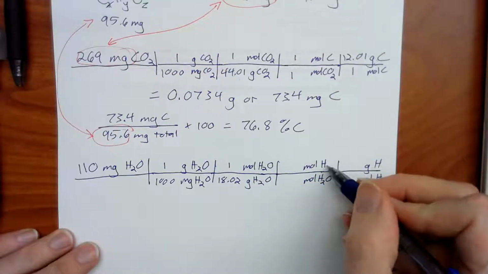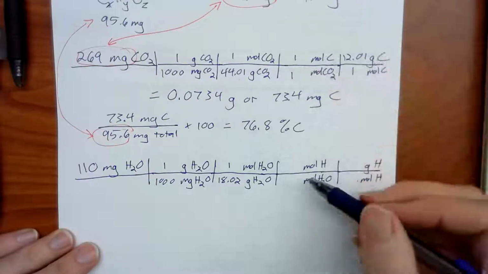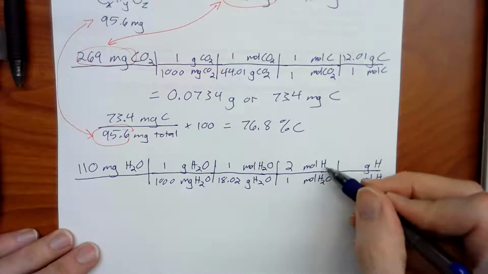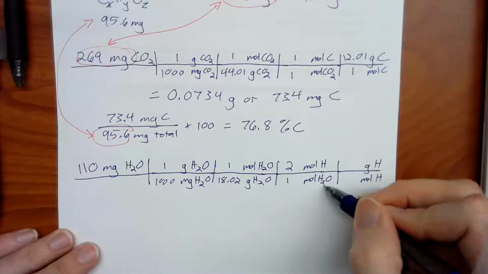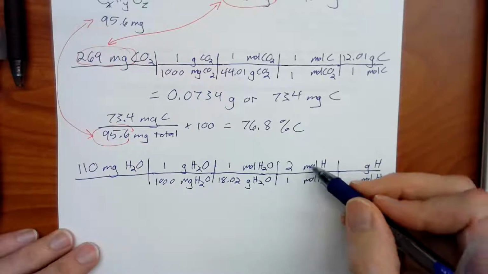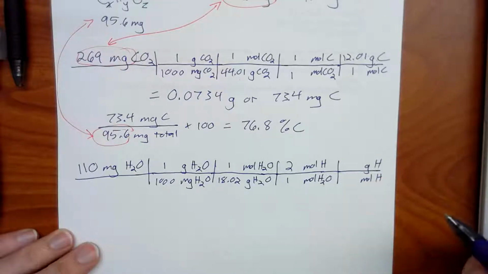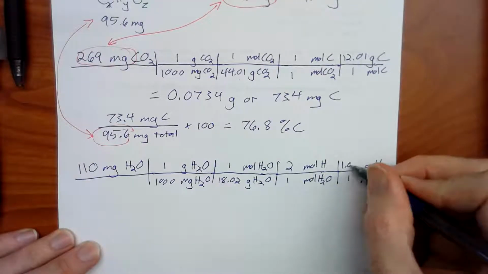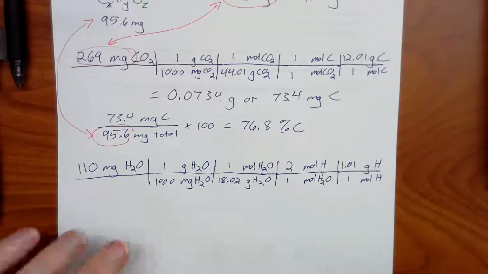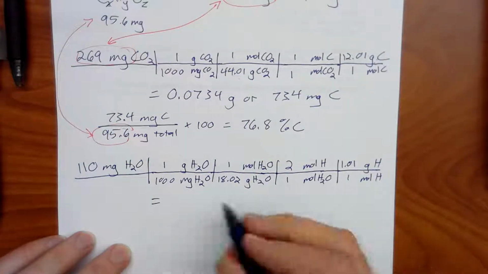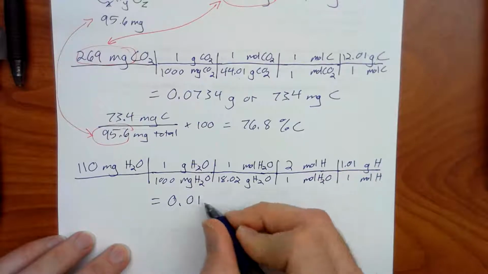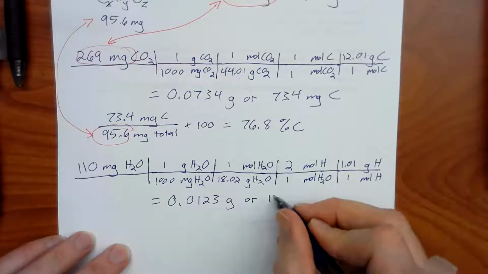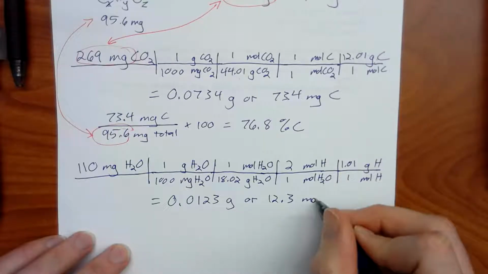Now, here's a real trick. Before, the mole ratio was 1 to 1. The mole ratio is different for hydrogen. There are 2 hydrogens in water because the subscript is 2. So there's 2 moles of hydrogen in 1 mole of water. Everybody following my lead there? And then the molar mass of hydrogen is 1.01. I plug all of those into the calculator and I find out that the answer is 0.123 grams, or 12.3 milligrams of hydrogen.